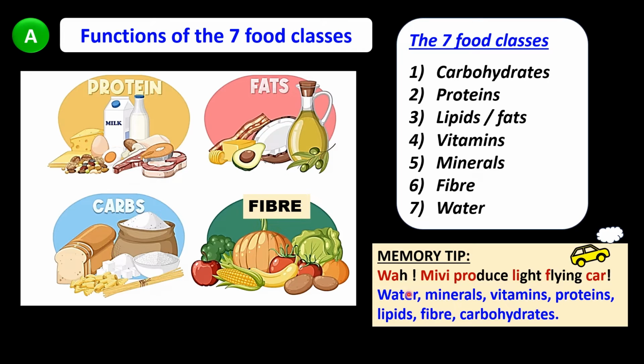So WA stands for water, MI for minerals, VI for vitamins, PRO for proteins, L for lipids, F for fiber, and CAR for carbohydrates. Now, some of you can already remember these 7 food classes very easily, so you don't need to use this memory tip. All right.